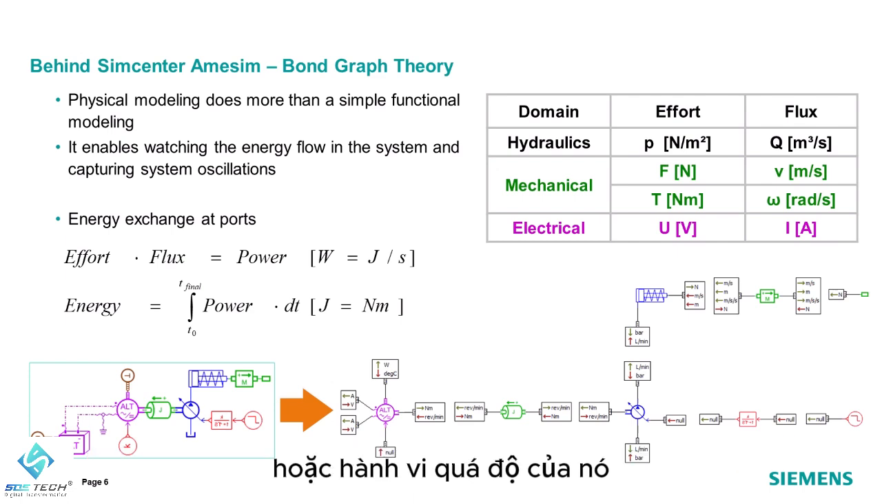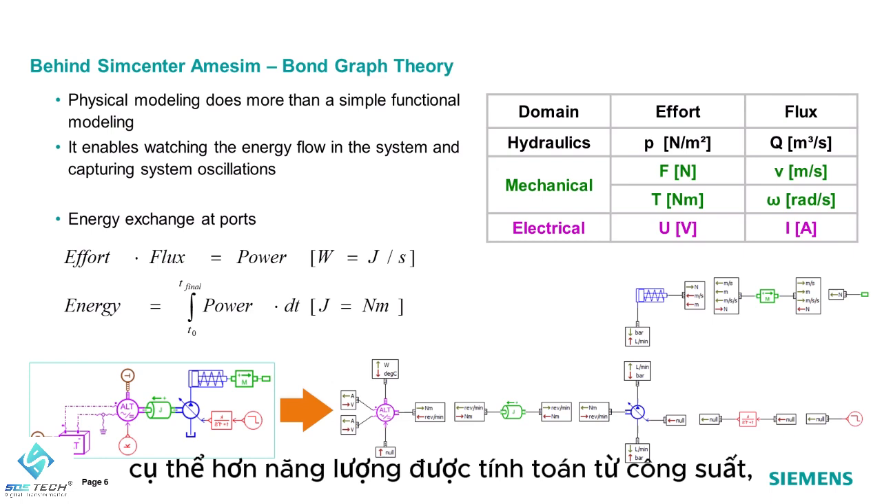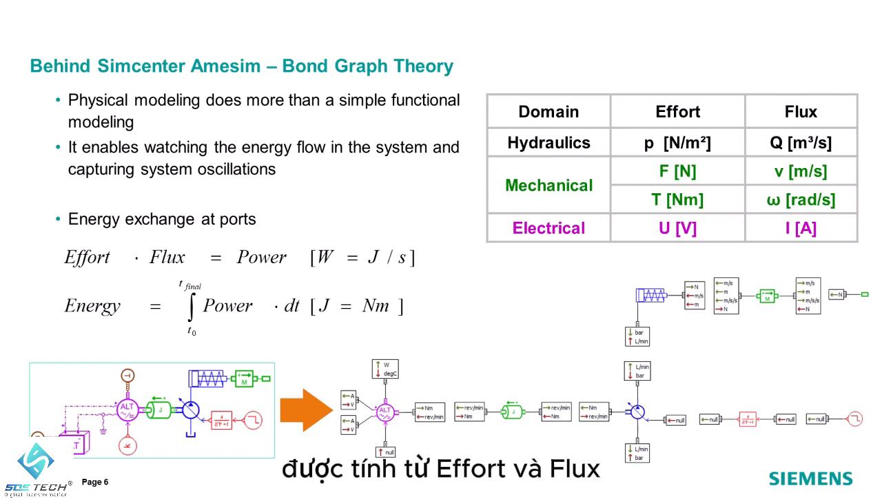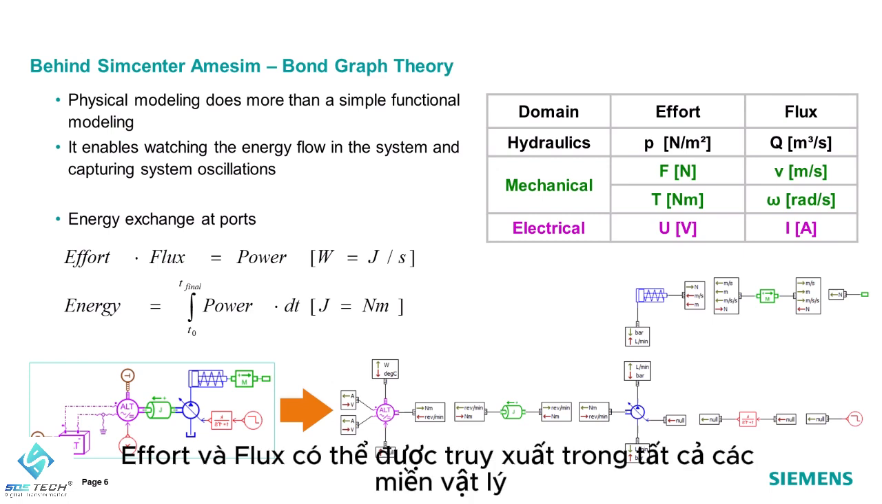With physical modeling in Simcenter Amesim, we can monitor the energy flow in the system and observe its dynamics or transient behavior. To be more specific, the energy is computed from the power, which is calculated from effort and flux in the different domains involved. Effort and flux can be retrieved in all physical domains.